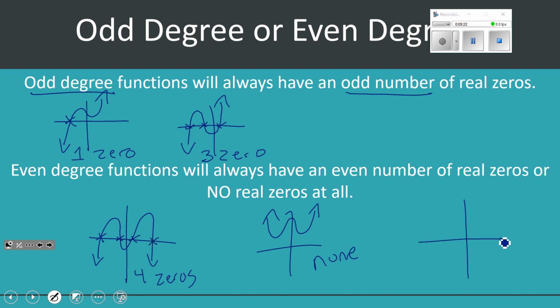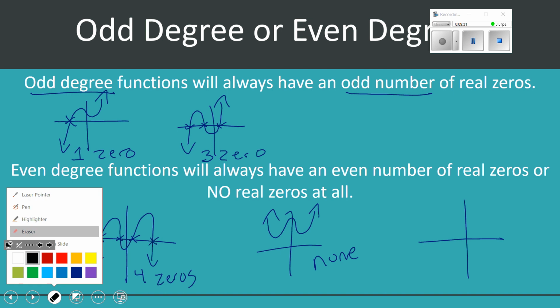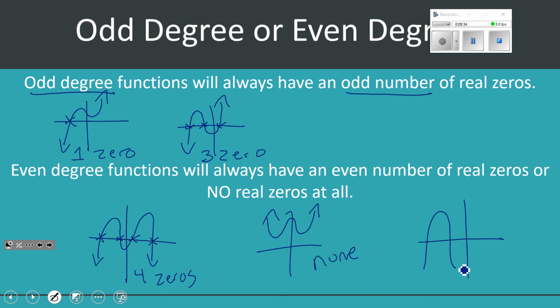It could look like this. 1, 2, I drew that. Not good. 1, 2, 3, 4. Like so. Okay. How many zeros? 2. So even though it's a fourth degree function, it could have 4 zeros, 2 zeros, or no zeros. But either it's going to be even or none. Any questions on that?